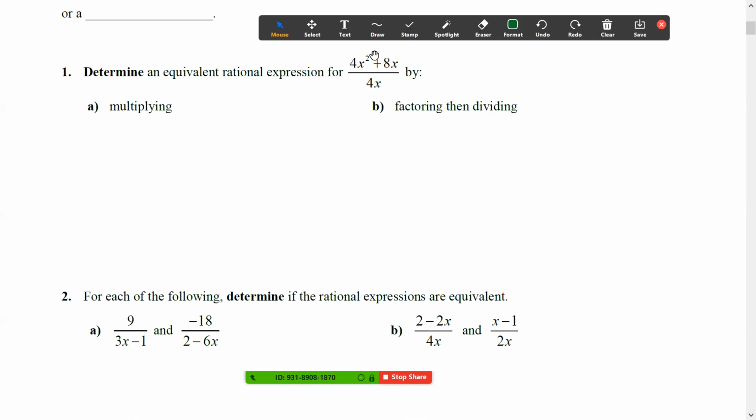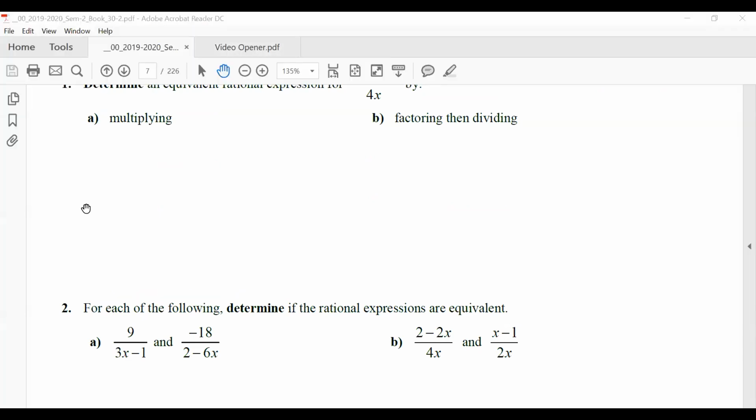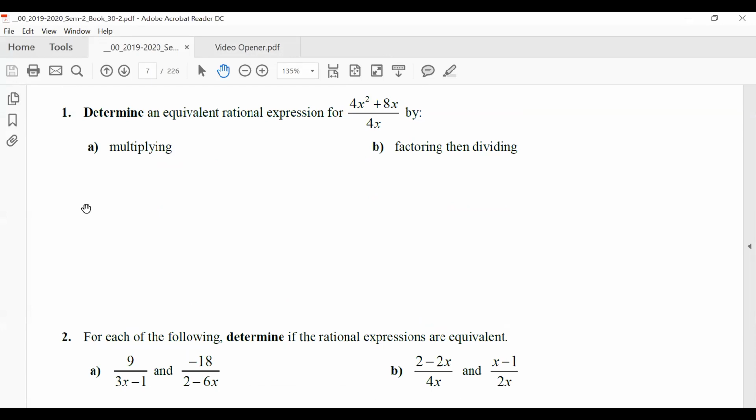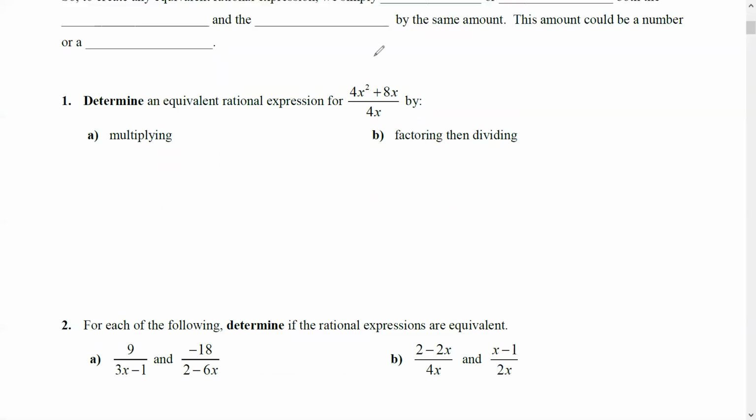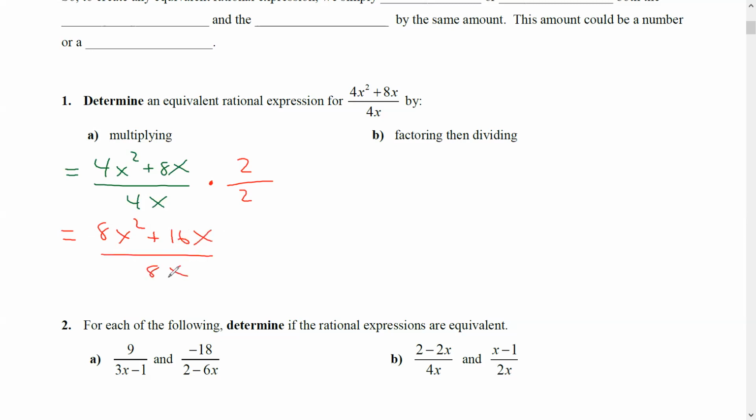Determine an equivalent rational expression for 4x squared plus 8x divided by 4x. Okay, so by multiplying. Remember, I'm really going to multiply by 1 in a sneaky way. So I'm going to multiply numerator and denominator by, I don't know, 2, keep it simple, right? And that would be 8x squared plus 16x over 8x.